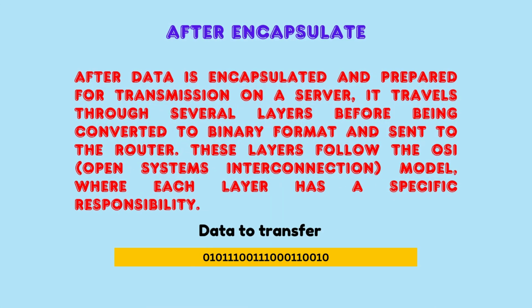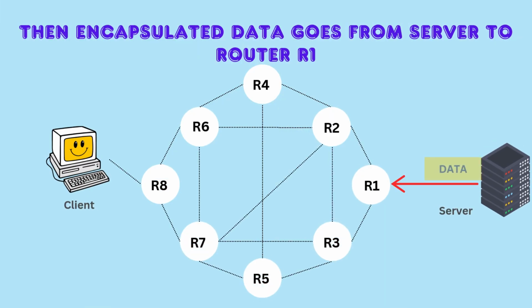In summary, the Mona Lisa painting, once encapsulated and processed, is converted into binary data. This allows it to be transferred efficiently through a network, following the steps outlined in the OSI model. Once the encapsulated data reaches router R1, the routing table determines that router R2 is the next hop.